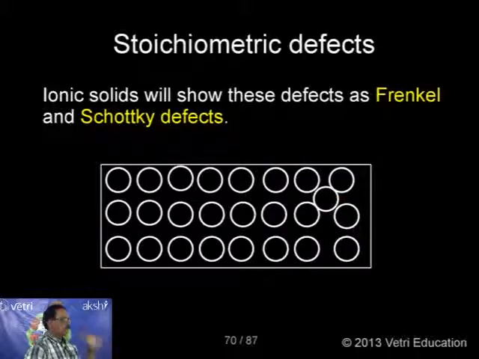Kindly follow. In the first case, I have shown you vacancy: among the regular arrangement, one atom or one molecule is missing, so density will be low. In the second case, interstitial, one atom or one molecule will be extra, so density will be higher. This is generally present in non-ionic solids. But in ionic solids, vacancy and interstitial defects are also possible. In that case, instead of simply saying vacancy defect or interstitial defect, we use special names, Frenkel and Schottky defect. Let me discuss.